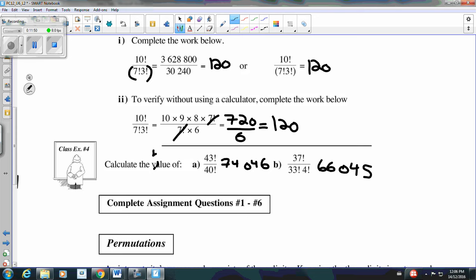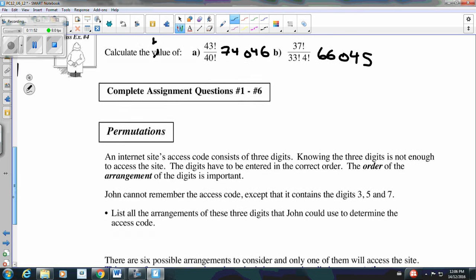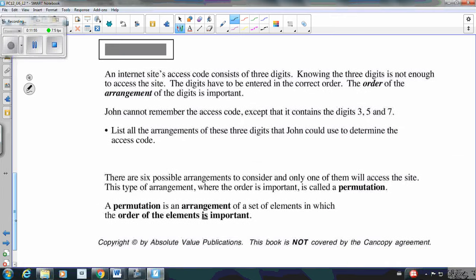You might want to try some of these assignment questions before we go to the next part, or it's up to you. You can keep going with the lesson here.